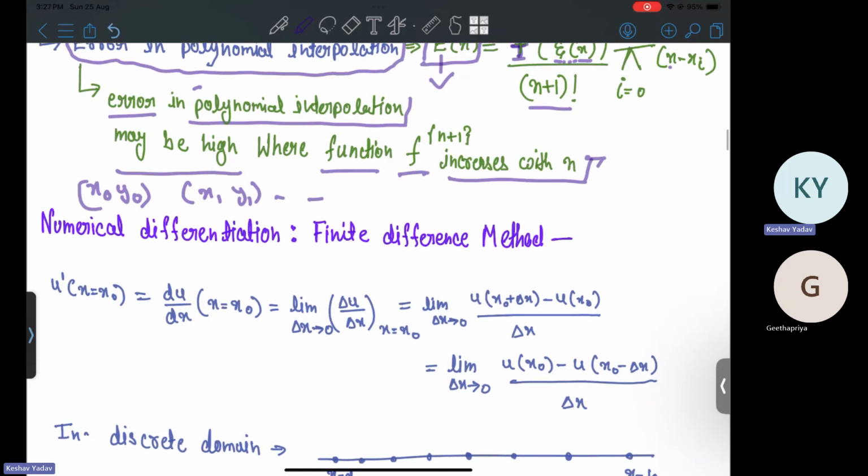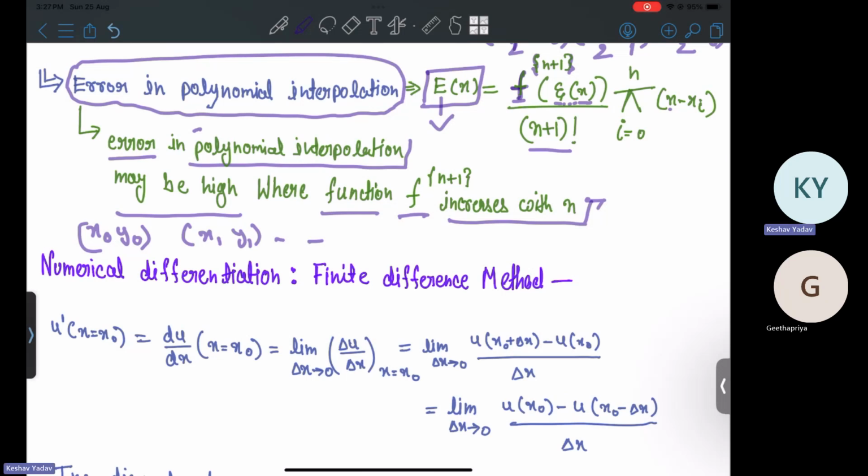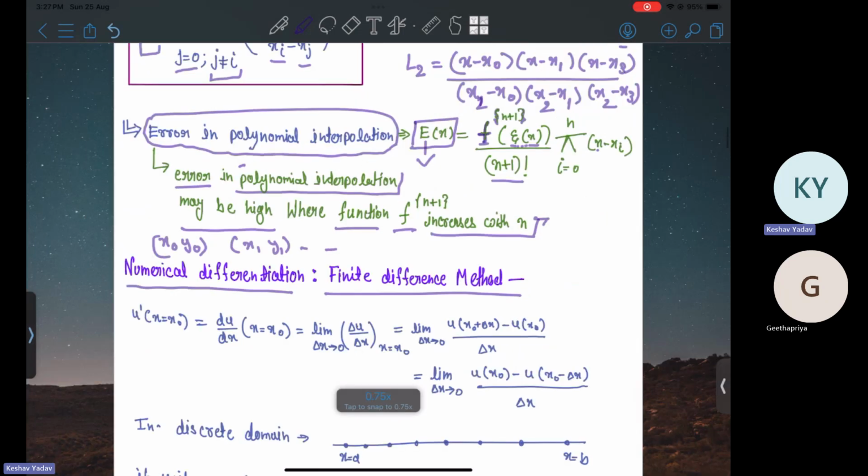So this is all that has been discussed by the instructor for interpolation. Now we'll try to solve some problems. Then we will come back here and discuss numerical differentiation. There we will discuss the finite difference method. So now we'll directly go and solve some problems.